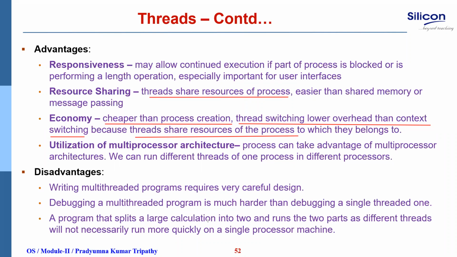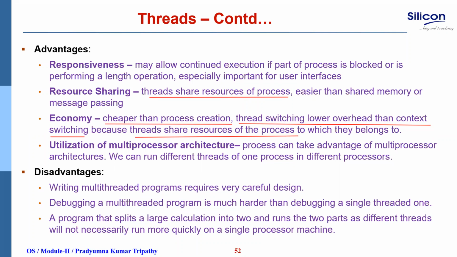The program that you write for one process or a single thread may not be suitable for multi-threading. Debugging a multi-threaded program is much harder than debugging a single-threaded program. If I have a single thread or one process, then debugging may be easy. But for a multi-threaded program, tracing and correcting errors is quite difficult, because the same code might be running on multiple processors.